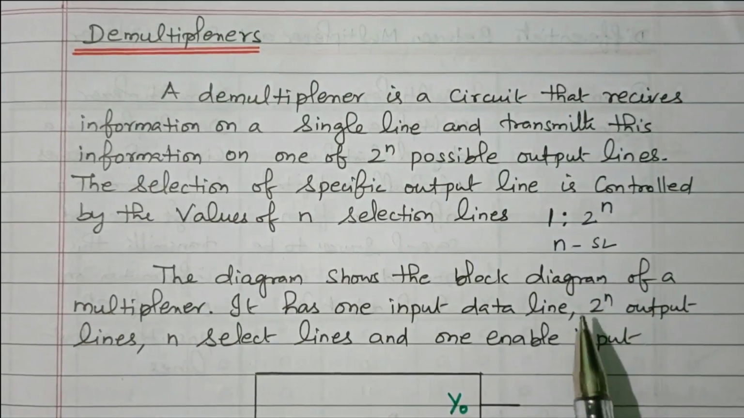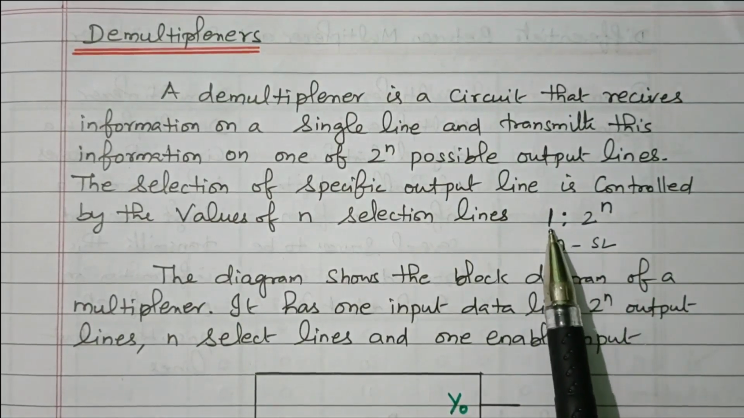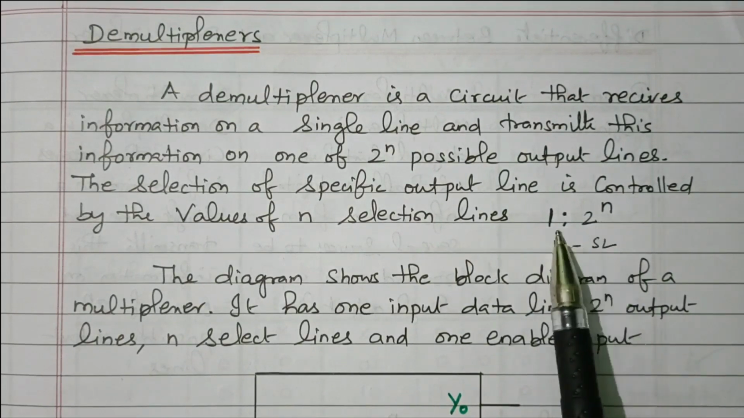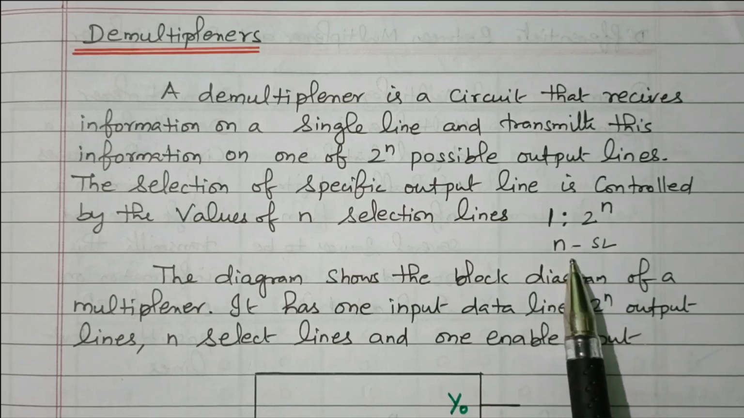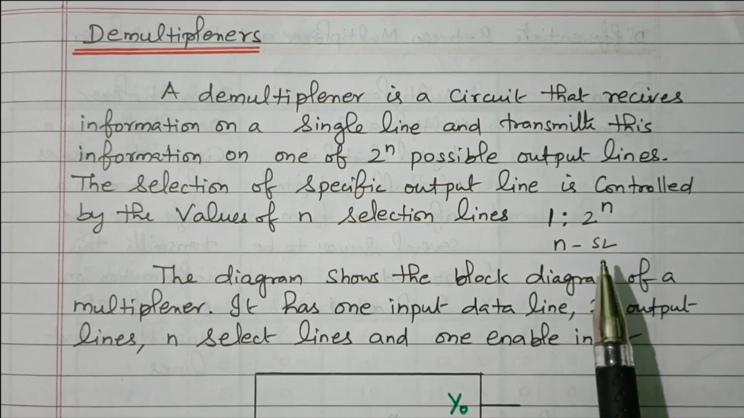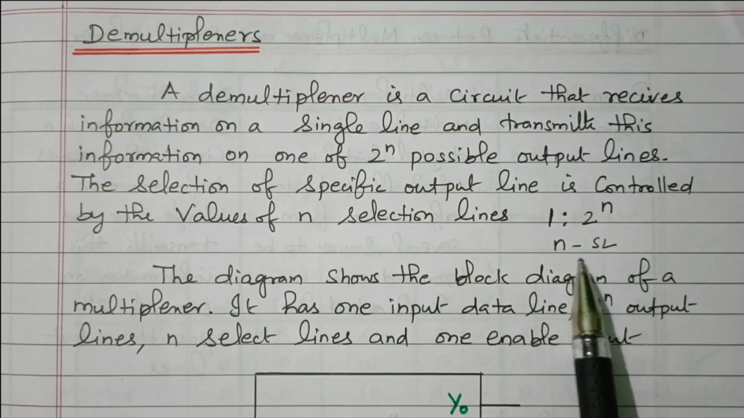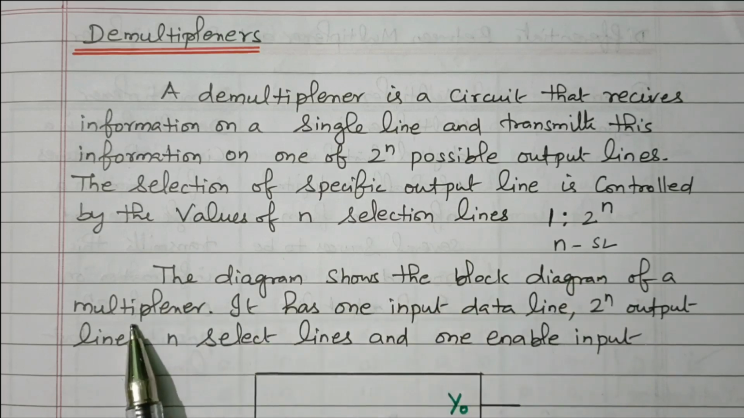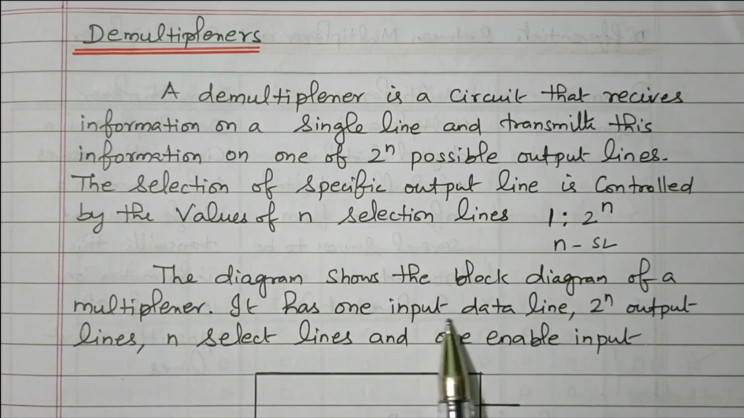This is the general structure of the demultiplexer. Only one input, 2 to the power n outputs. These 2 to the power n outputs are controlled by the n number of selection lines. This selection line will decide the output. So that is the structure of the demultiplexer. The diagram shows the block diagram of the demultiplexer. It has one input data line, 2 to the power n output lines, n selection lines, and one enable input. So these are all the things available in the block diagram.